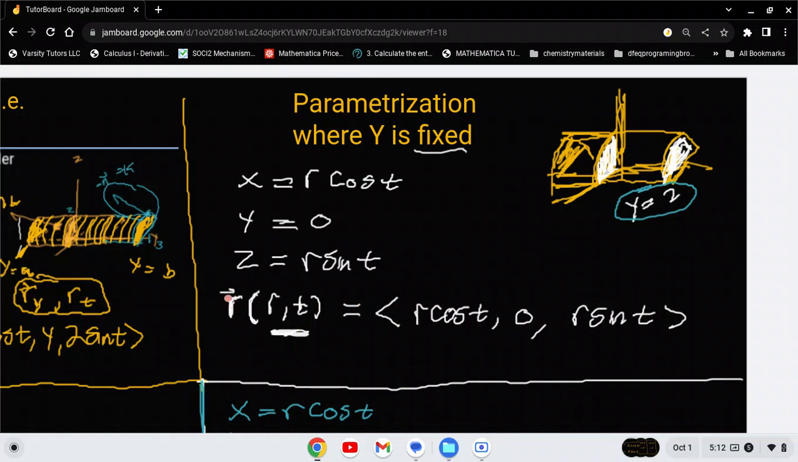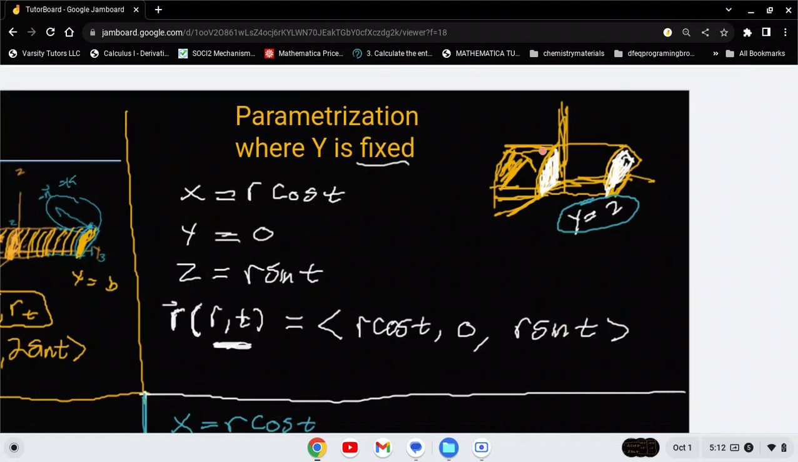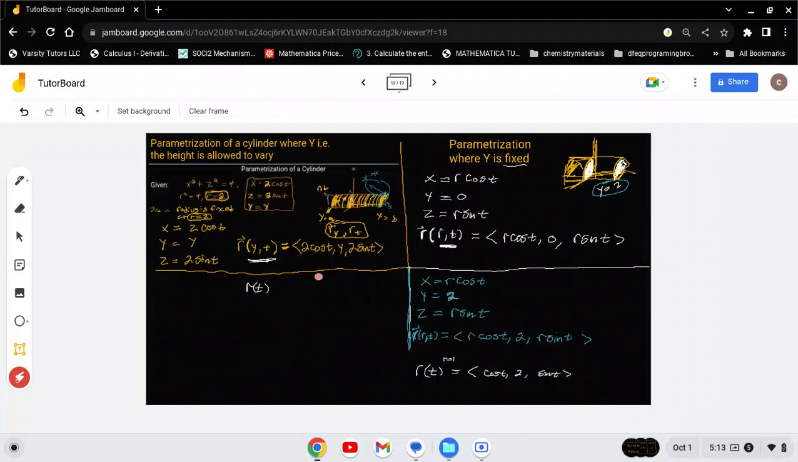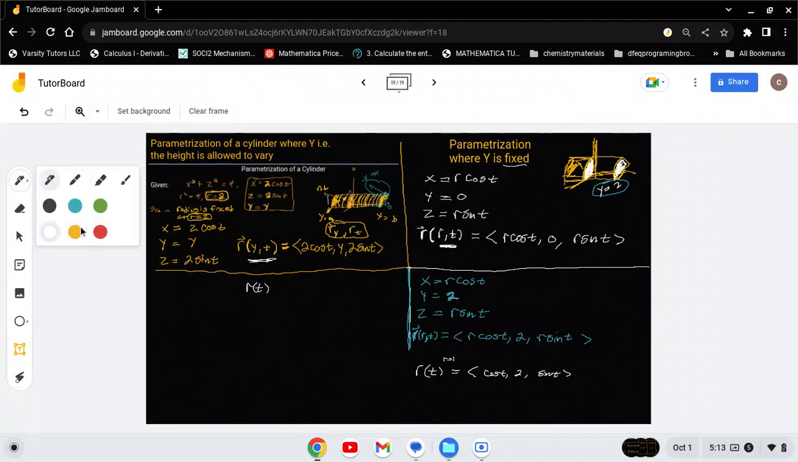Not to be confused with the radius. This is a vector r notation. So I've got that is equal to r cosine t. That's x is equal to r cosine t, y is equal to 0 and fixed, and z is equal to r sine t. And this will basically give me the parameterization of the circle here. Pretty easy. So if I wanted to put this in terms of two-dimensional vectors, I sure could.